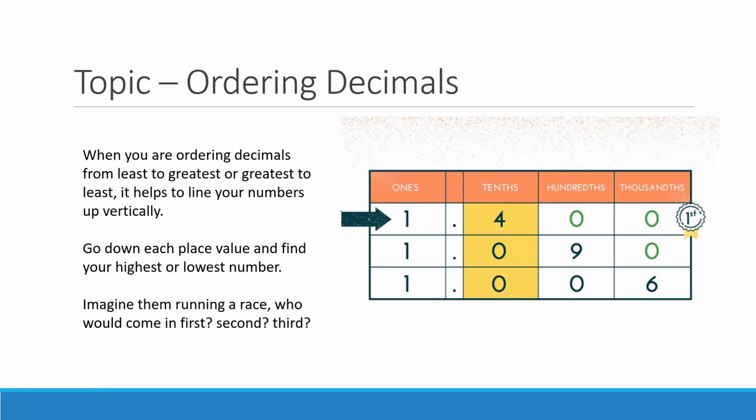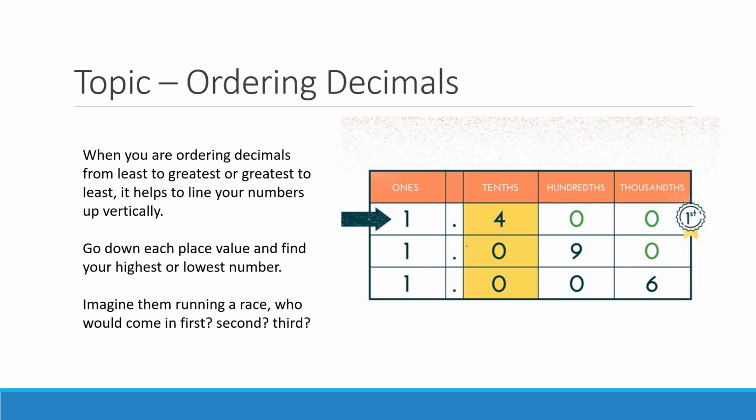Now the last concept I want to talk to you about is ordering decimals and comparing decimals. So when you're trying to order decimals from greatest to least or least to greatest, my suggestion is to write those numbers vertically. It'll help you in comparing your place values because you always start by comparing place values in the tenths place, and then you move on to the hundredths and then the thousandths place.